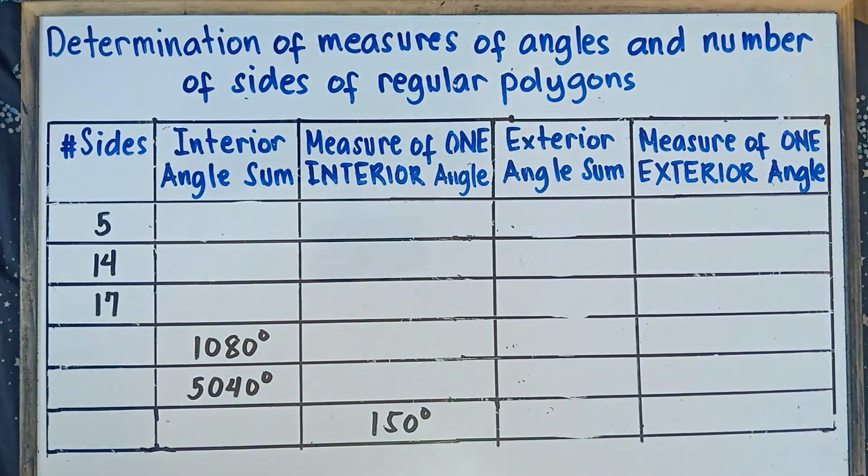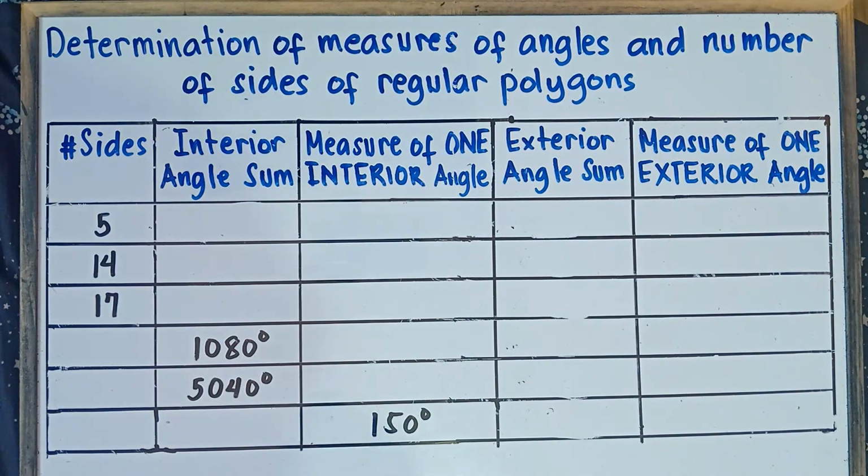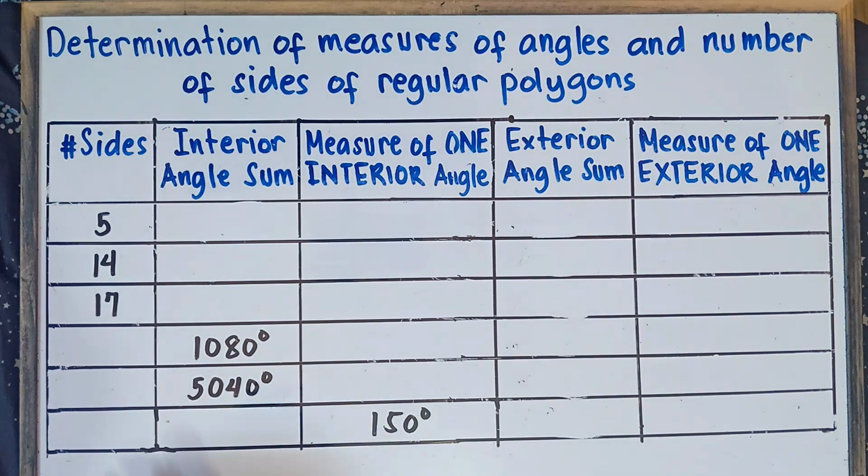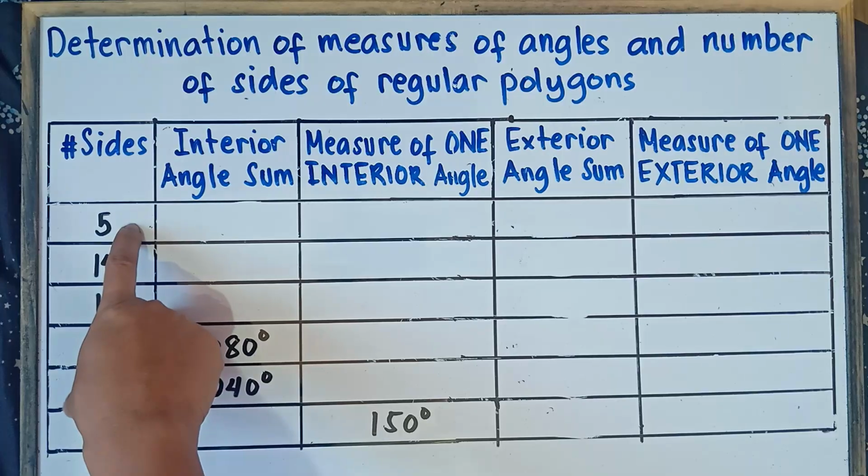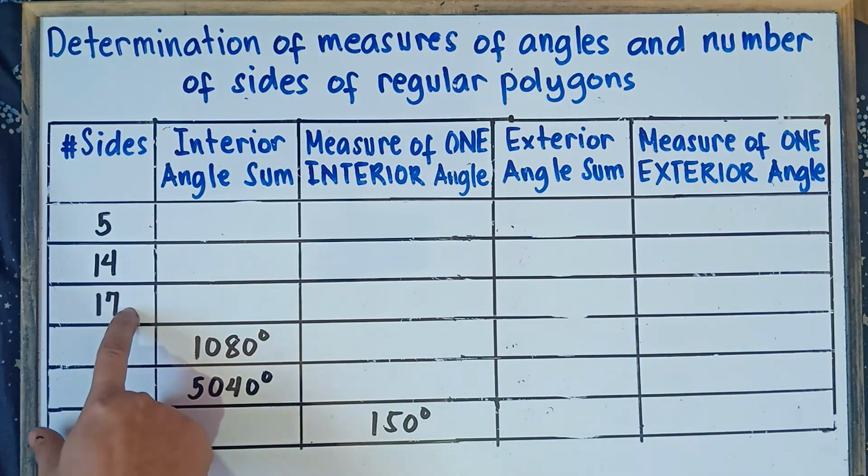Our topic for today's class is all about determining the measures of angles and the number of sides of a regular polygon. So without further ado, let's do this topic. In today's video class, we have given sides. For examples, we have 5 sides, 14 sides, and 17 sides.